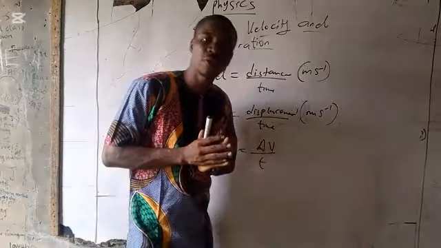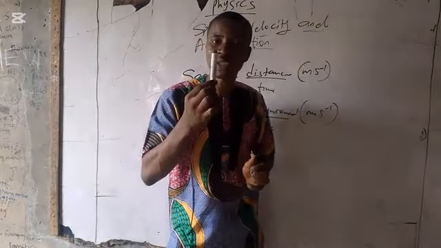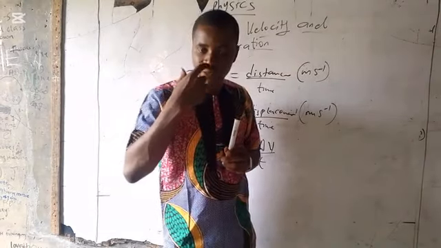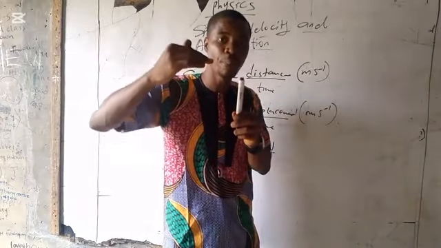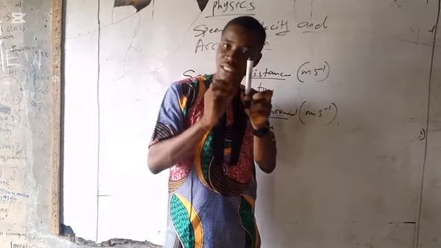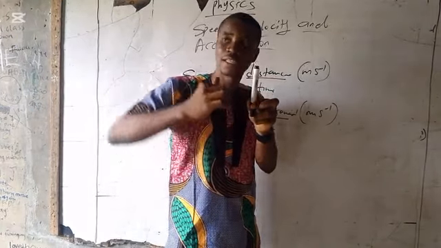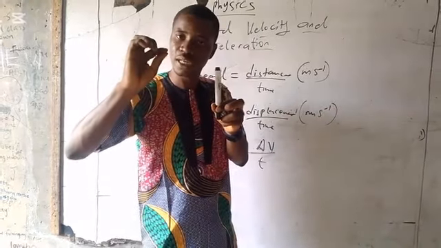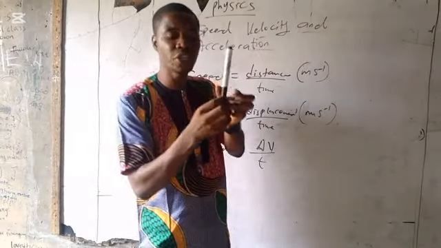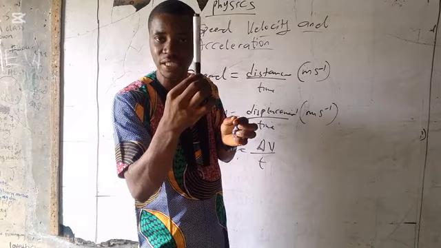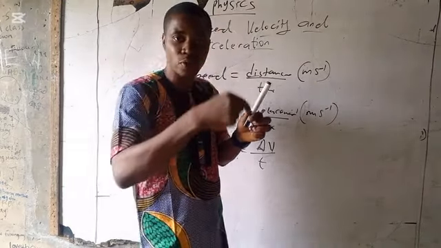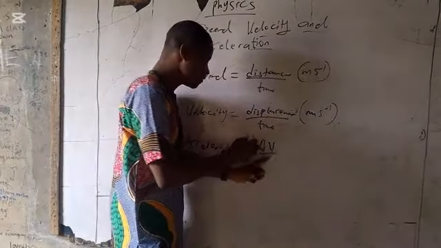For instance, if the price of this marker I'm holding initially was 15 naira, and then due to inflation the price has risen to 100 naira, before it rose, what was the initial price? 15 naira, right? Then after it has risen, what is now the final price? 100 naira. If I'm looking for the change in the cost of this, it will now be final minus initial, that is 100 naira minus 15 naira. The same thing here. Change in V.